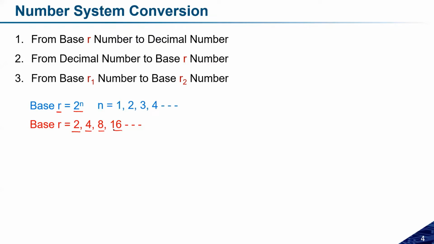The most commonly used number system is the one with base 2, which is the binary number system. The second common number system is the octal number system, having base 8. Another one is with base 16, which is the hexadecimal number system. But of course, we can also have different kinds of number systems as well. Okay, so this is possible.